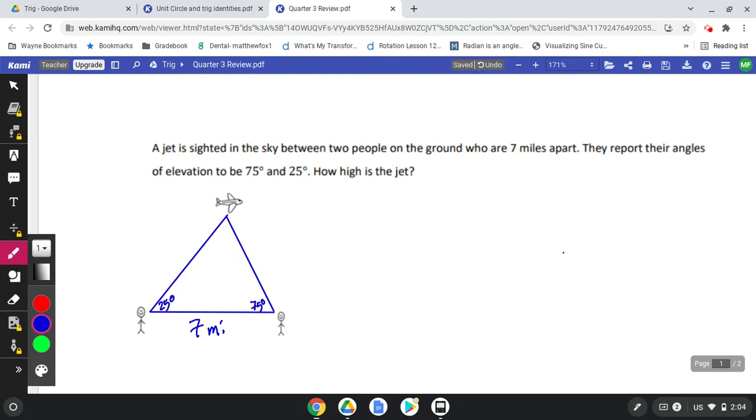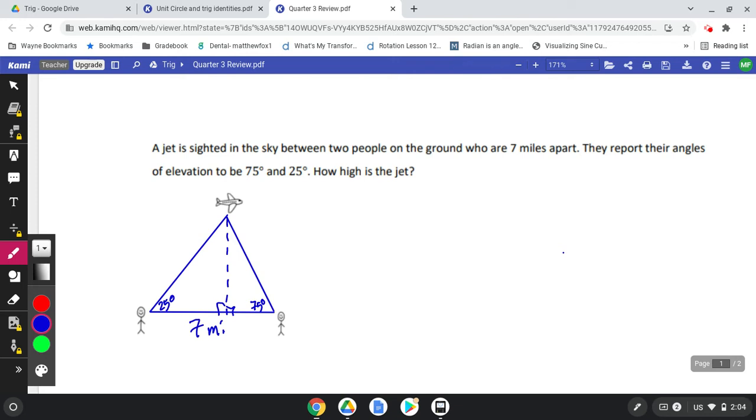Now, our end job is to decide how high the jet is. It doesn't tell us this, but I'm going to make it dotted because we have to deal with the solid triangle first. How high is this jet? Now, that's a right angle because the height and they are on the ground. So height is perpendicular to the ground, which is the horizontal.